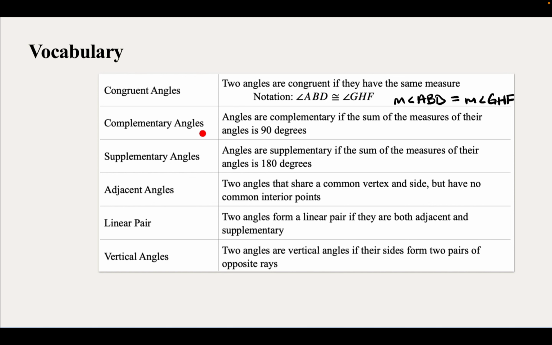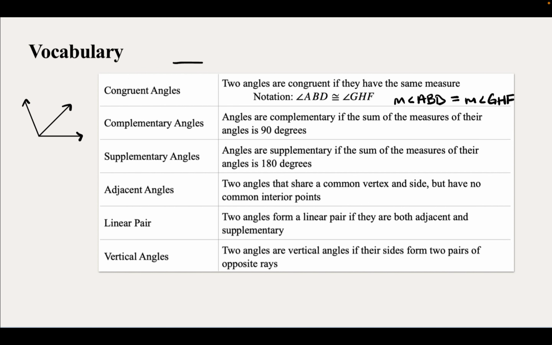Complementary angles are angles whose measures add to 90 degrees. Supplementary angles are angles whose measures add to 180 degrees. Adjacent angles. These are angles that are right next to each other, so they share one side. So if I've got two angles here, I've got one angle and I have another angle, and they share this side and this vertex. Those are called adjacent angles.